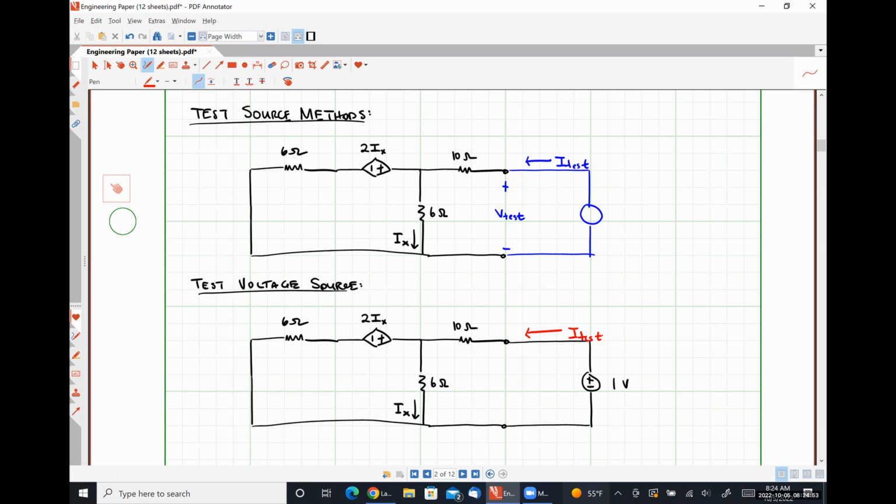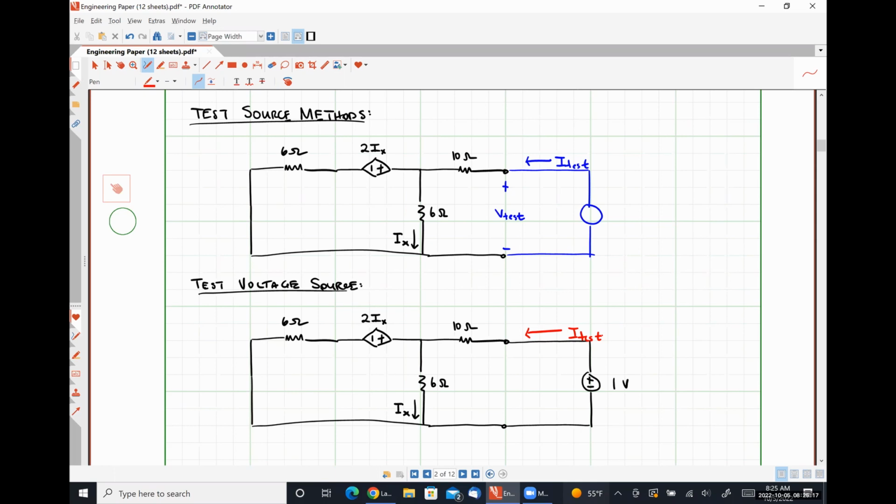Yes, sir. All independent sources have to be turned off. So dependent sources have to be left on, all independent sources have to be turned off. Does not matter if it's an independent voltage source or some combination thereof, independent current source or some combination thereof. If it's a circle, turn it off. If it's a diamond, leave it alone.